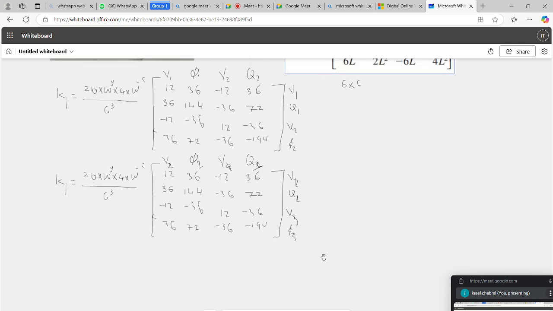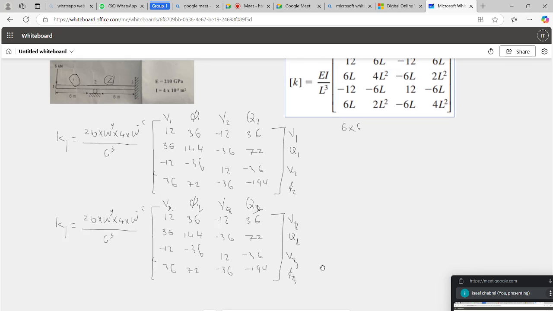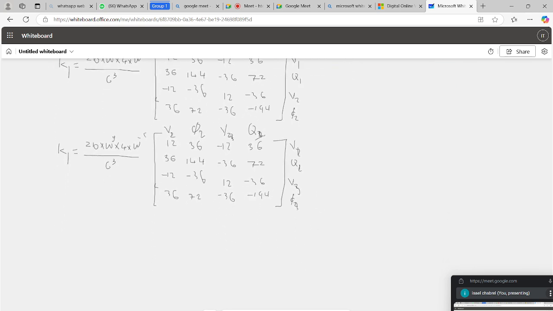So this has to be a 6 by 6. So how do we expand to a 6 by 6? We can do it once, or you can expand each matrix.